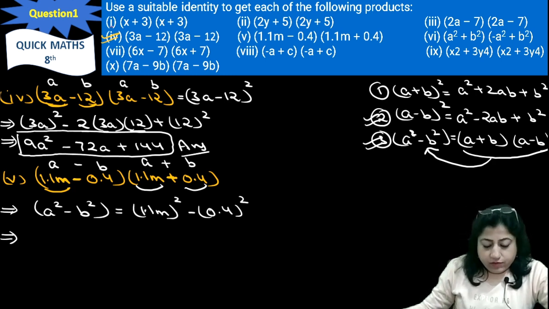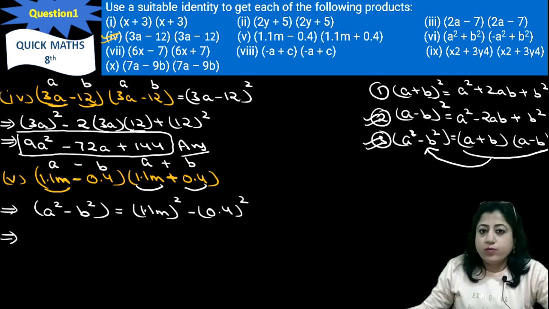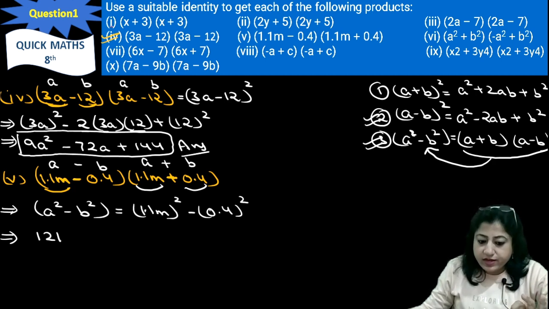So this one is 1.1 m square. Now 1.1 means 11. If we ignore the decimal, it is 11 square. 11 square means 121 m square. First of all, this one.